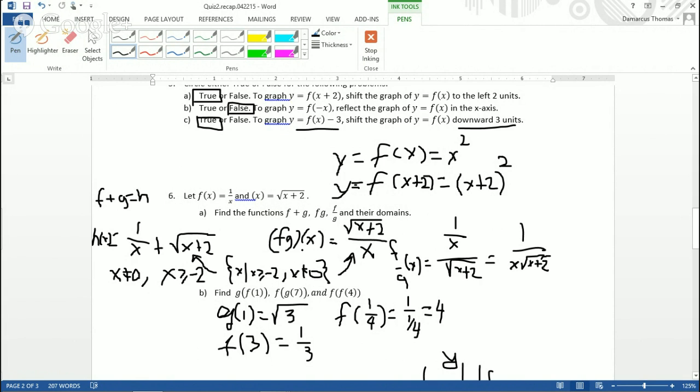If I plug in, say, -1, or actually -1 is bigger, but like -3, I get the square root of -1 over -3. It's undefined when that happens because the radicals are not defined as real numbers for values that are less than 0.